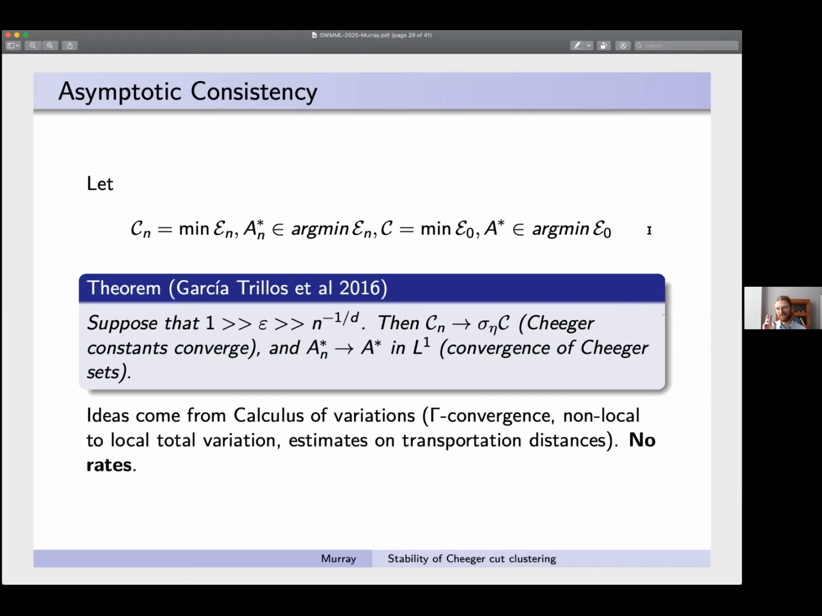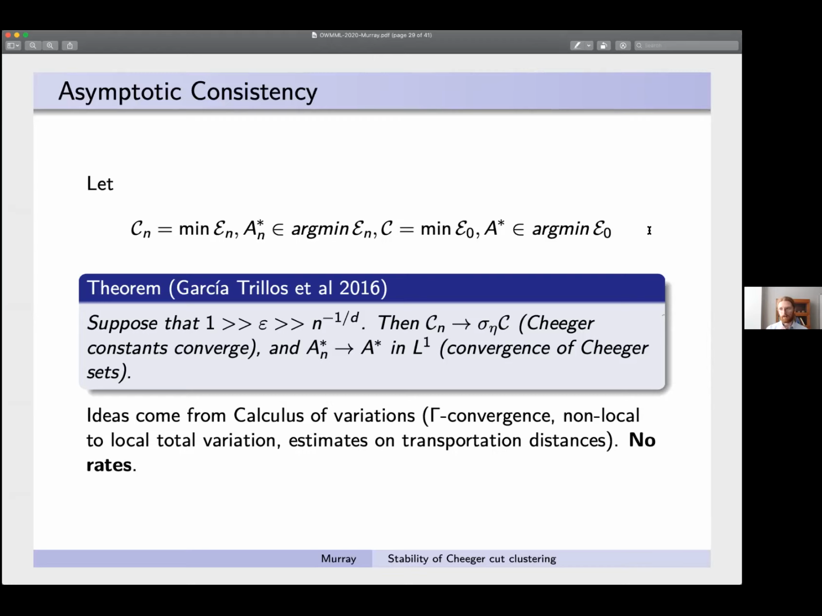Okay, that's very vague and there are lots of technical details. How do I actually compare sets on graphs with sets in the continuum? But at least from a high level, this describes the type of consistency that one gets. And the ideas for all of this come from the calculus of variations. So it uses tools called gamma convergence. It basically looks at these non-local TV or perimeter energies and compares them to local TV or perimeter energies. And then there are these estimates on transportation distances that were very important in these works at that stage.